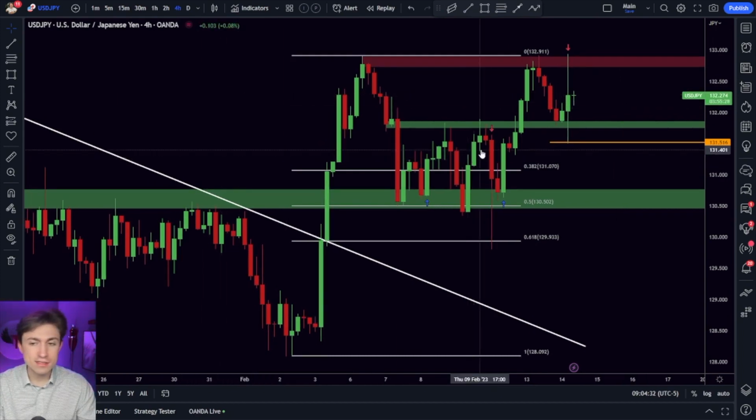Now, what I'll add to this is that this might not be my last attempt to buy the dollar yen. There's nothing wrong with, like I did here, re-entering and looking for another opportunity to get long again. So we'll watch out for that.